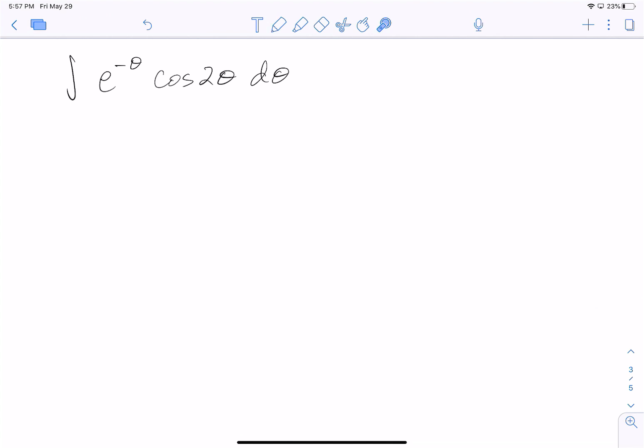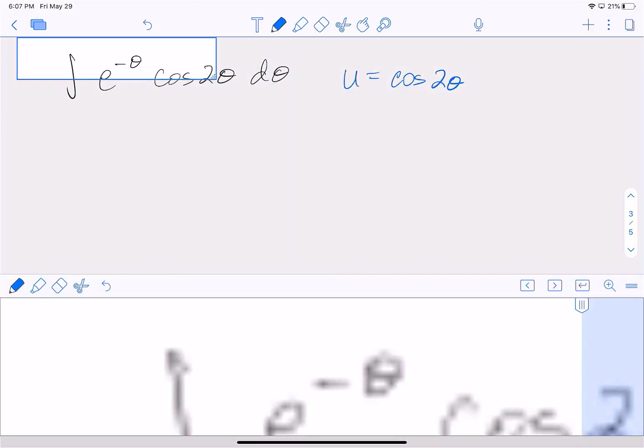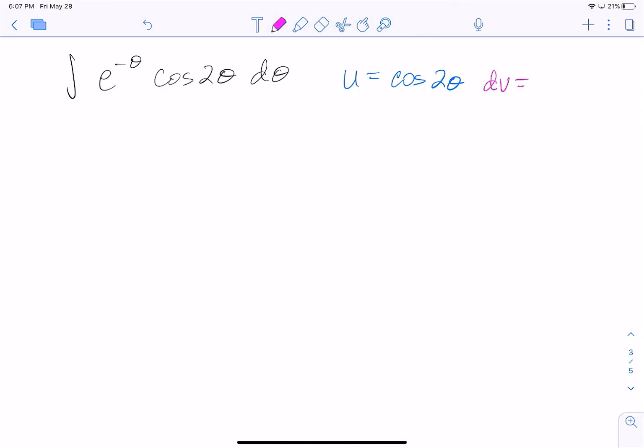We have the integral of e to the negative theta times the cosine of 2 theta d theta. In a moment, I'm going to ask you to pause the video and do the work on your own and then come back. To make sure that we're all on the same page, let's go ahead and identify u as the cosine of 2 theta. And that'll make dv e to the negative theta d theta.